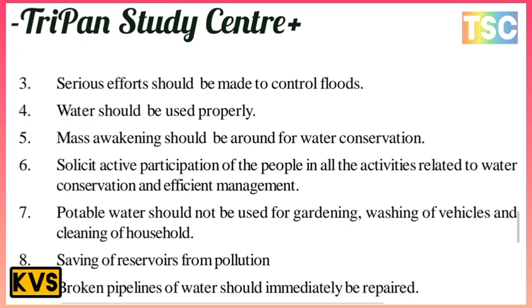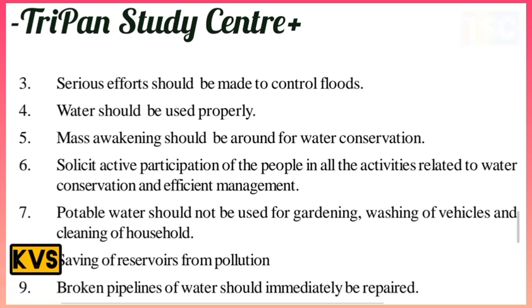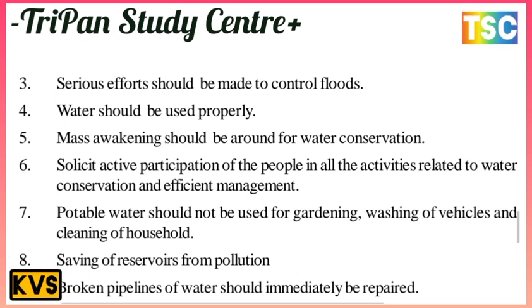Mass campaigns should be run for water conservation. And next, there should be active participation of the people in all the activities related to water conservation and efficient management. That is the sixth point, the most important here. Next, potable water should not be used for gardens, washing vehicles and cleaning households. And next, reservoirs should be saved from pollution and broken water pipelines should be repaired immediately.